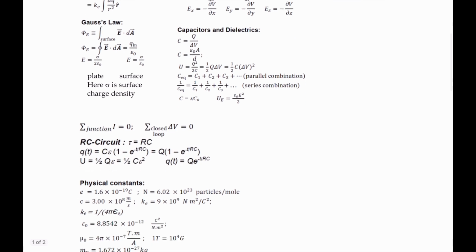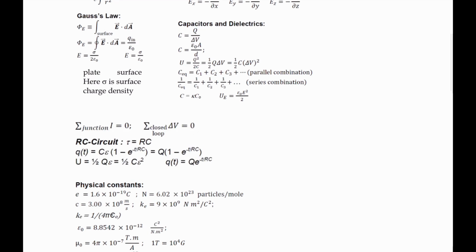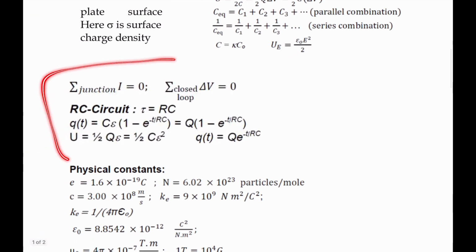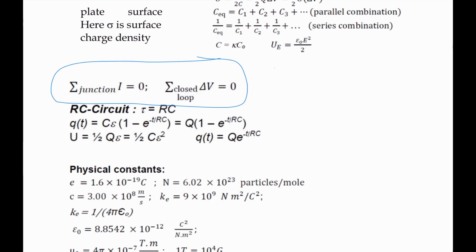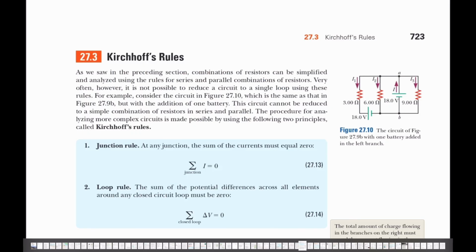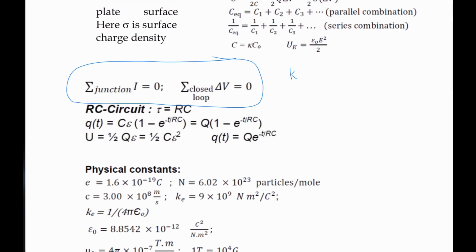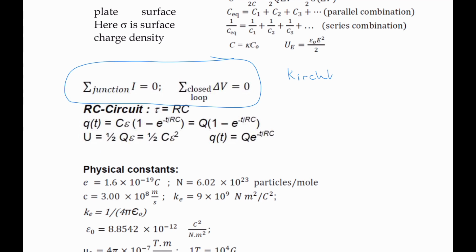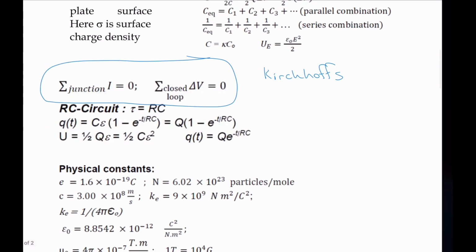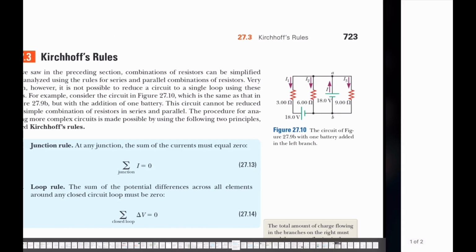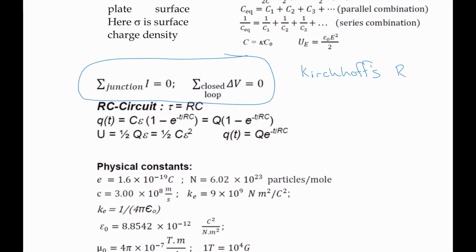And now we will complete the section by going into this part of the chapter, which is actually a small part, but very dense. So these two things here, what are they? They are Kirchhoff's rules. Kirchhoff's rules. So these are two rules of a circuit.